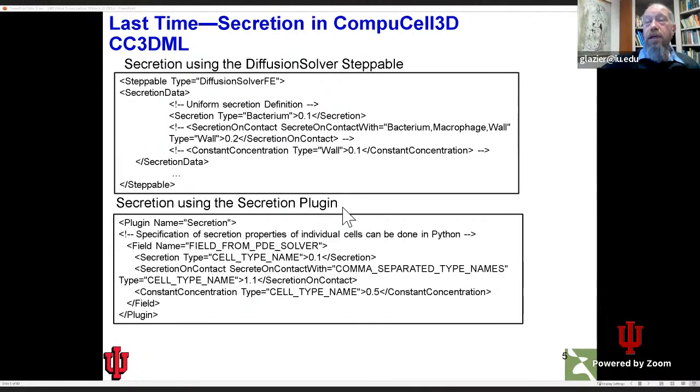Using the secretion plugin looks the same, plugin name secretion, and here you have to define what the field name is. Inside the Diffusion Solver, this would be inside the specification for a particular field, so you would already have specified the field. And then the syntax for the secretion type is identical. So at least there we kept the same syntax for both cases, which is good.